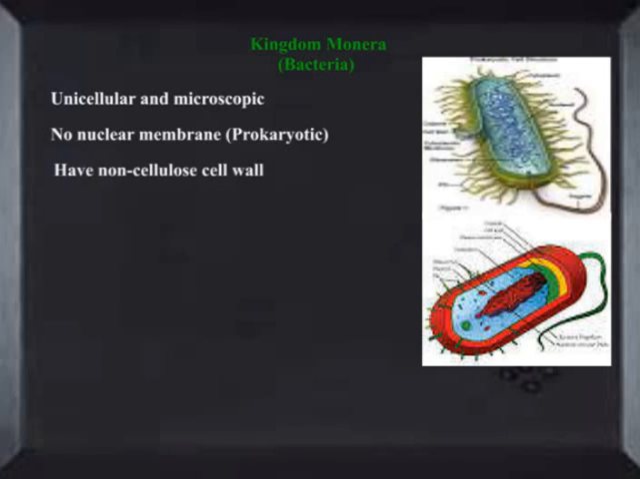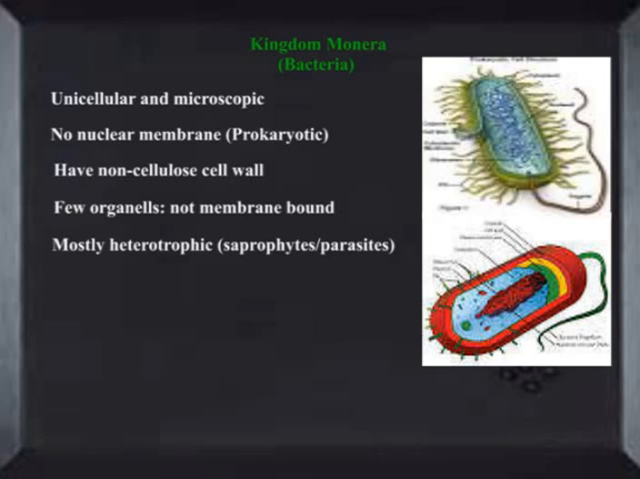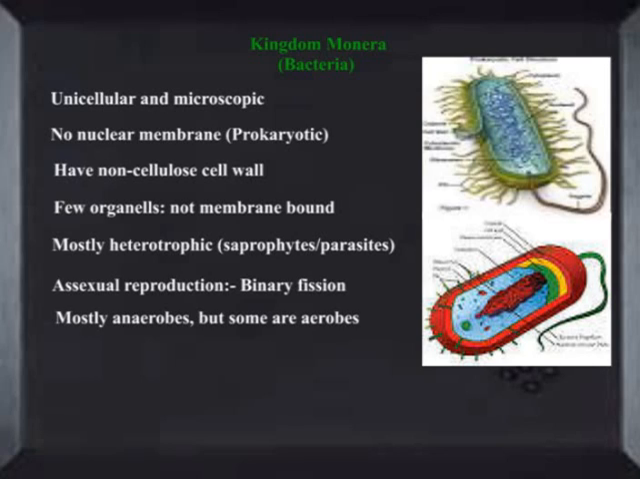They have a cell wall but it is not made up of cellulose, it is made up of a substance called peptidoglycan. They have very few organelles which are not membrane bound. The mitochondria is absent in Monera. Most of them are heterotrophic, feeding saprophytically or parasitically, but some are autotrophic. Organisms in the Kingdom Monera reproduce mostly by asexual means through binary fission. Most of them are anaerobes, but some respire aerobically. Finally, most of them move by use of flagella.